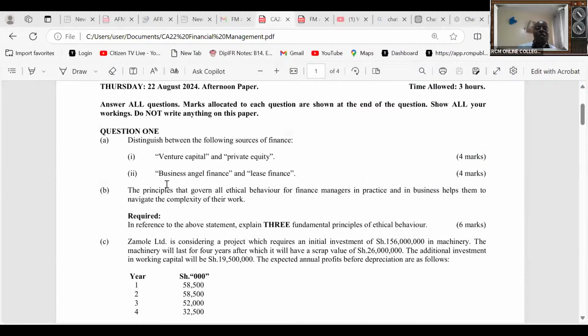Now, ladies and gentlemen, now that you have this AI companion on, I should be able to come here and just go through this pretty fast. The other question that they wanted, which is the last question for us today, they wanted us to distinguish between business angel finance and lease finance. I would start with lease finance anytime, because lease finance is really an easy thing. For example, as RCM, we have some little space at Stanbic Bank.